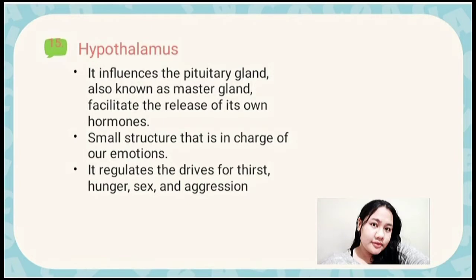Hypothalamus. The hypothalamus is the area in which the nervous and hormonal systems of the body interact. It receives information relating to hormone levels, physical and mental stress, the emotions and the need for physical activity, and responds by prompting the pituitary appropriately. It influences the pituitary gland, also known as the master gland, to facilitate the release of its own hormones.